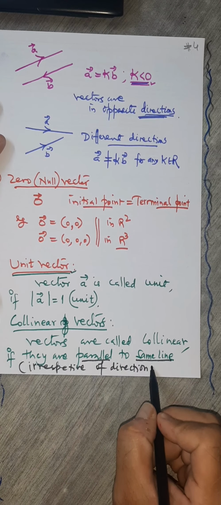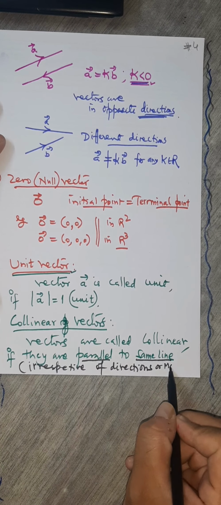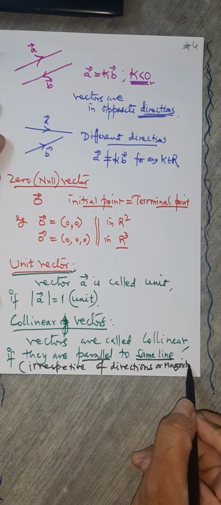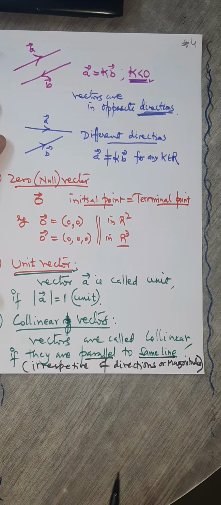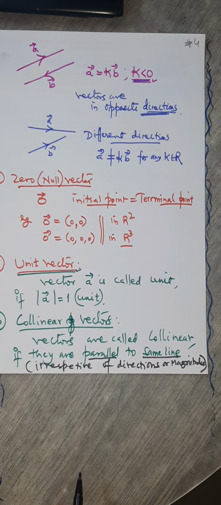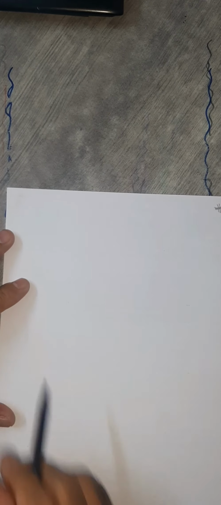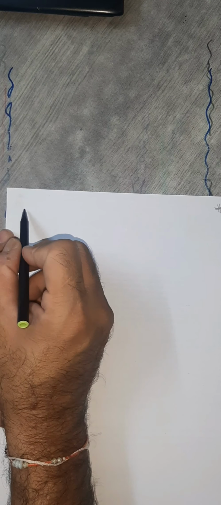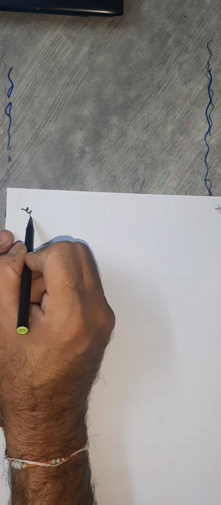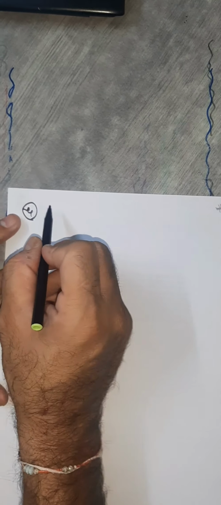Directions or magnitude, remember. Such vectors are said to be, which vectors? Here, collinear vectors. Okay. Then equal vectors. Here, next is the fourth one, that is equal vectors.